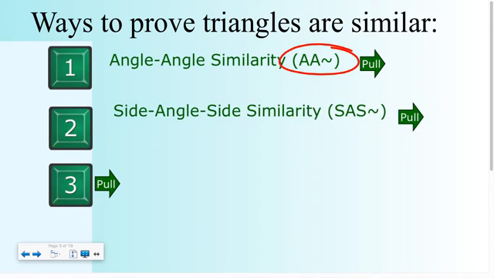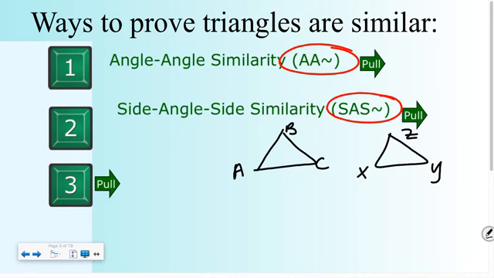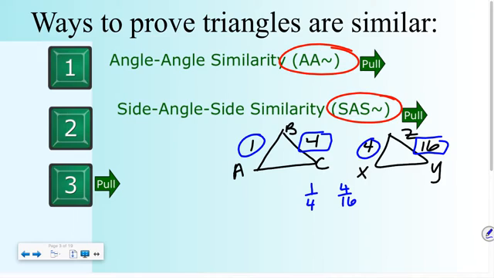Second way to prove triangles similar is by side-angle-side similarity. Works kind of the same way as our side-angle-side back in chapter 4. Triangle ABC, triangle XYZ. Shortest side 1 to the shortest side 4 would be the ratio 1 to 4, you agree? Longer side 4 to the longer side 16 would reduce to what? 1 to 4, right? Okay, so my sides are proportional, and then I need a congruent angle.